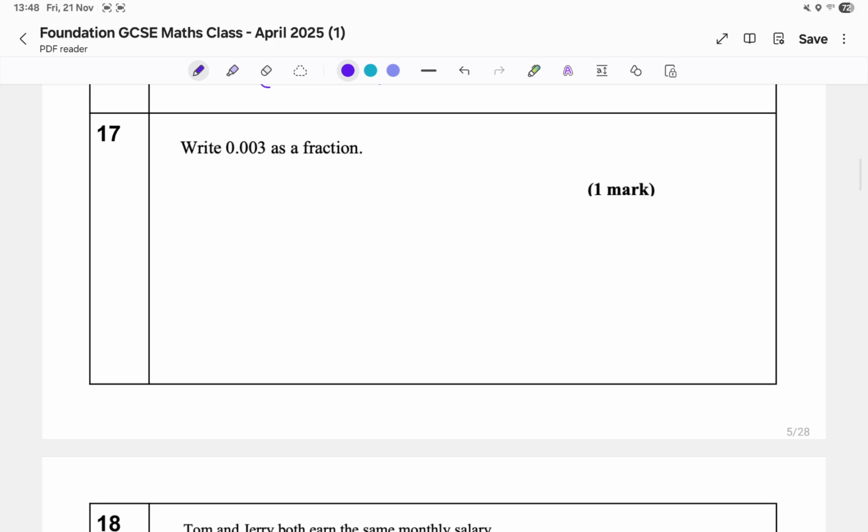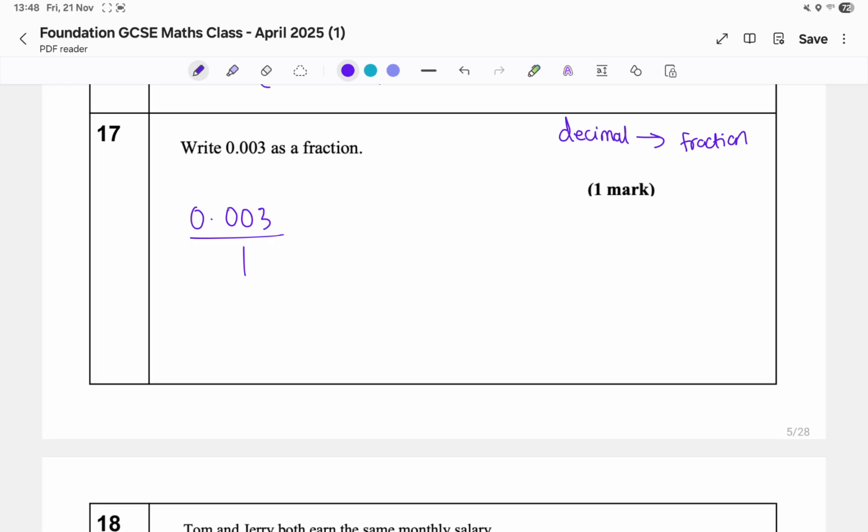So fraction, right? 0.003 as a fraction. So we're going from a decimal to a fraction. And how you do that is, first of all, that is 0.003 over 1. And we want to do it as a fraction. So we need to basically get rid of the decimal.